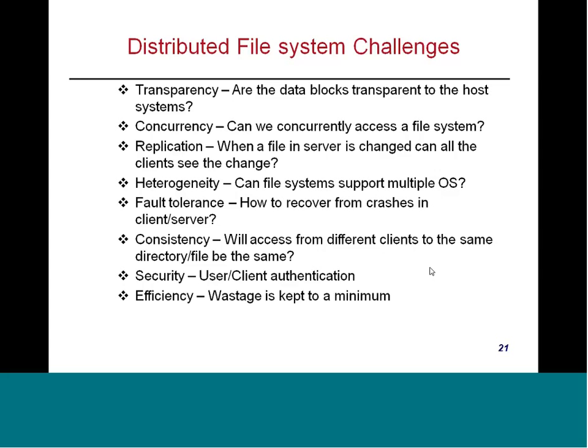What happens if two servers or two clients access the same files concurrently? Who gets the preference and why? So these are the kind of questions that we ask about concurrency. Then the other one is replication, which is when the file in a server changes, can all the clients see the change immediately, or do they have to wait? How does that work? So again, that's another thing that we will talk about.